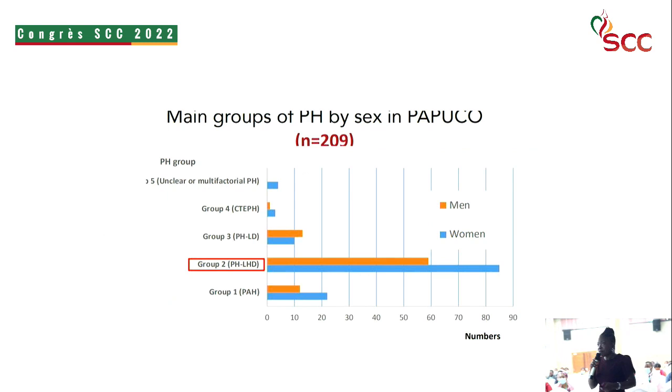In their study, they found all 5 classes of pulmonary hypertension in Africa. And of course, as in other registries, group 2 was the highest. I need to know if I'm on time, please.